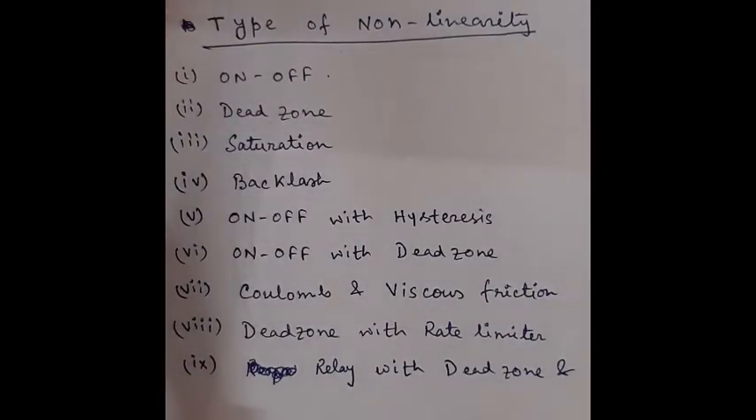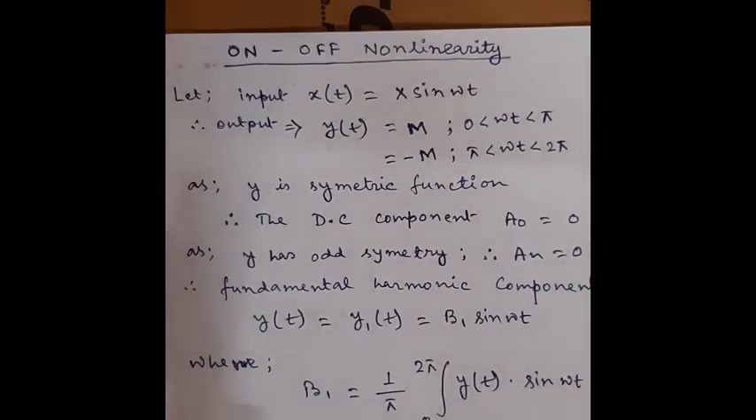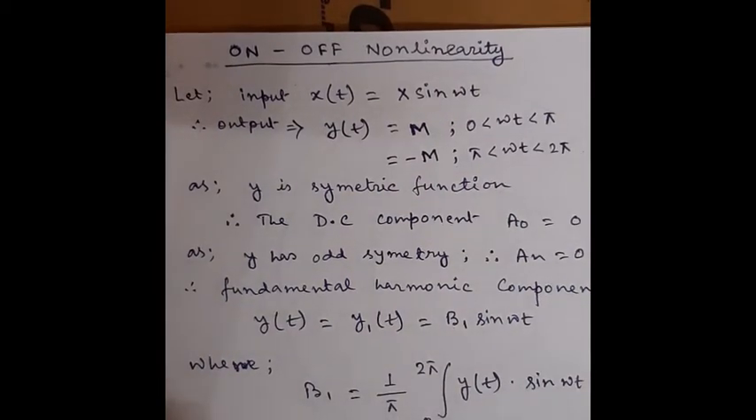Among these 9 kinds of nonlinearities, the first 4 are the basic nonlinear properties of a system. The last 5 are very complicated properties of a system. So today I will just discuss on-off nonlinearities. For on-off nonlinearities, first I want to show you the graph.